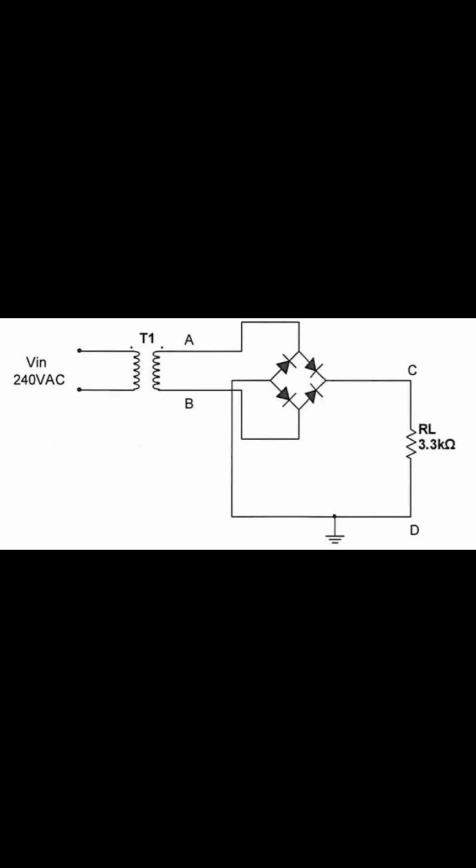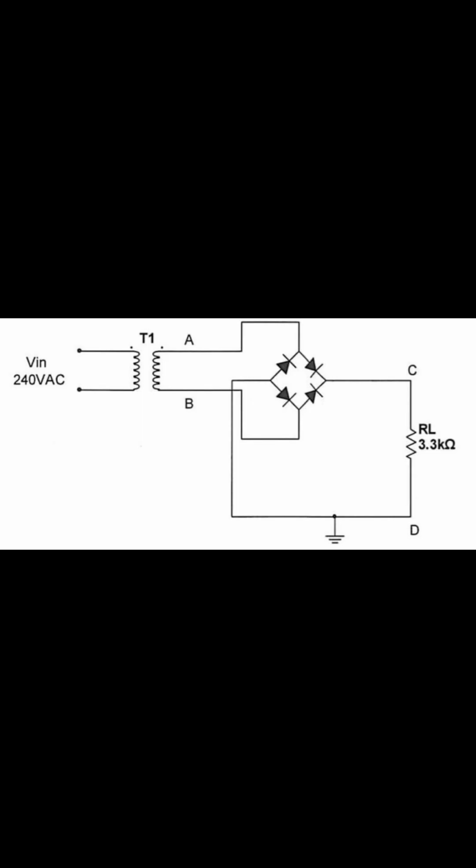For the full-wave bridge rectifier, components and circuit paths: T1, transformer, steps down 240 VAC to a lower AC voltage. The secondary side of the transformer has two output terminals, A and B. 4 diodes arranged in a bridge configuration. RL, load resistor, 3.3k ohm. Output is taken across this resistor. CD, output terminals where the DC waveform is measured.